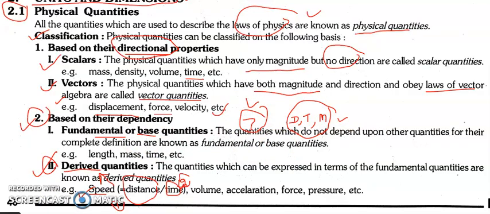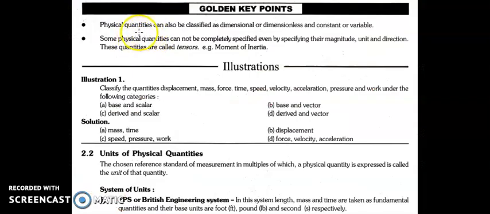These are the few details or few golden key points that you need to keep in mind when you go through this chapter. First is the fundamental physical quantities can also be classified as dimensional or dimensionless and constant or variable. इसके बारे में भी अभी हम थोड़ी सी देर बाद पढ़ते हैं कि dimension का मतलब क्या होता है और dimensionless का मतलब क्या होता है. Second is, so right now I am putting a question mark on this.